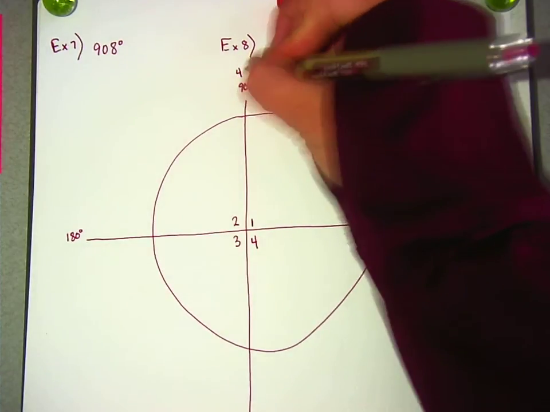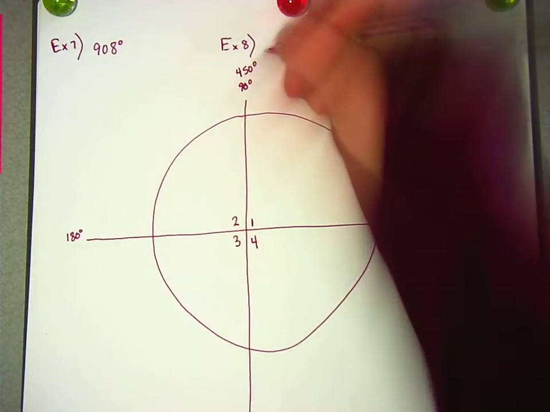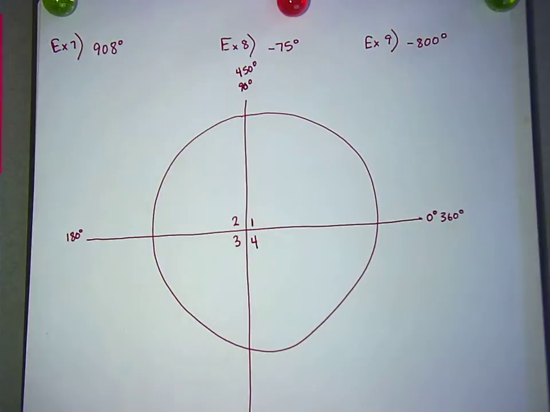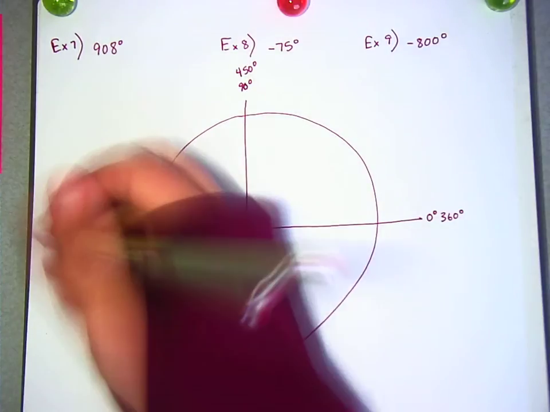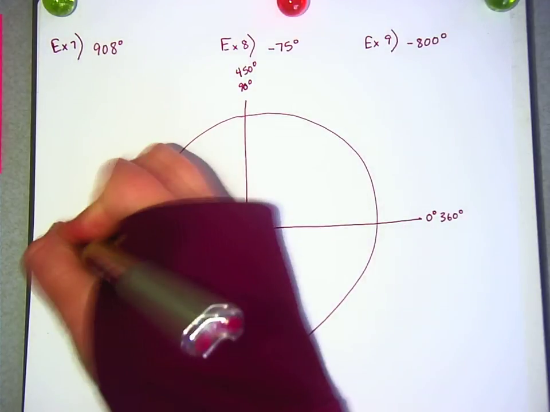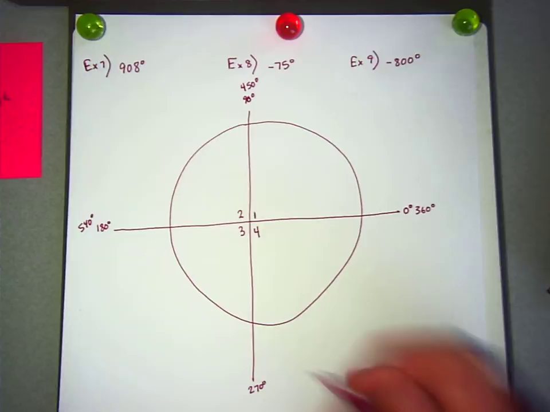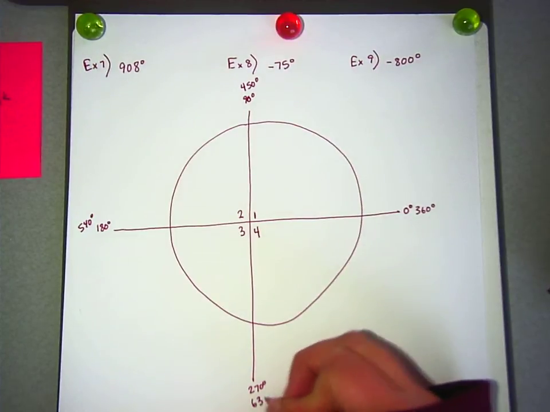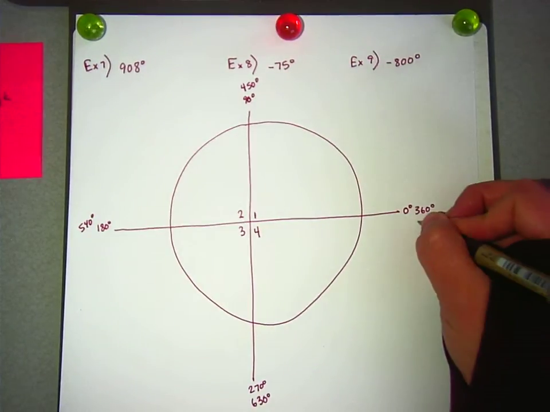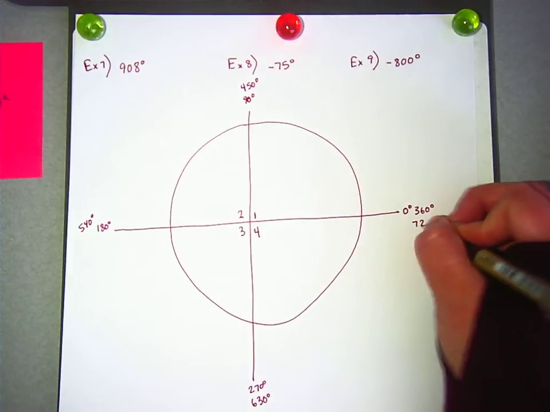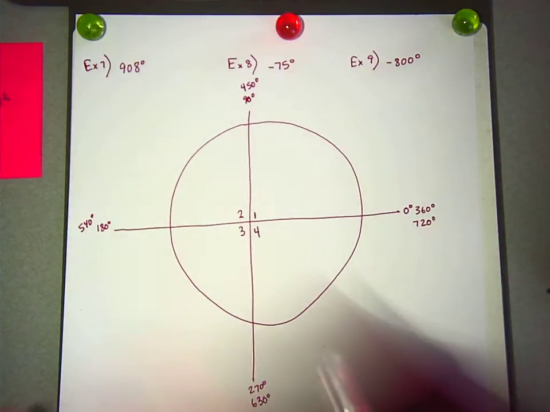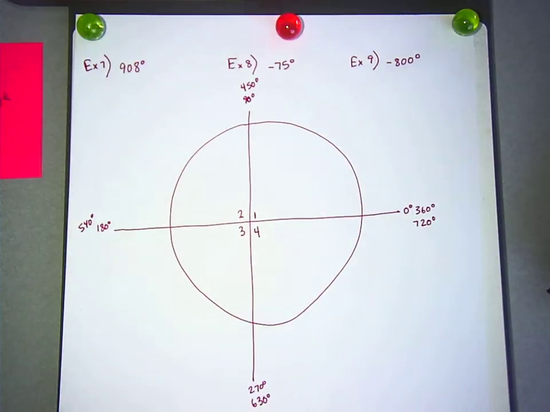For what? 450. Add another 90. 540. Add another 90. 630. Add another 90. 720. All right, so this is how it keeps rotating. You see how I could keep going for as long as I want to, right?